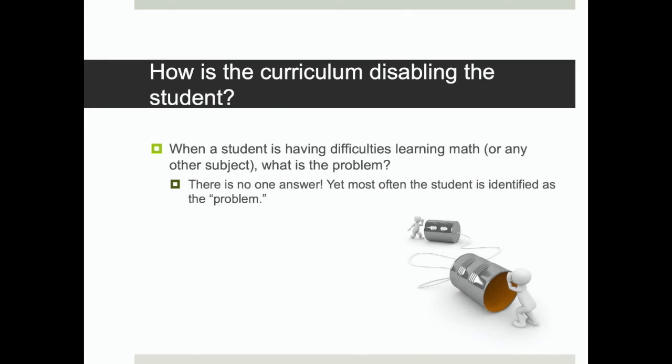How is the curriculum disabling the student? When a student is having difficulties learning math or any other subject, what is the problem? There is no one answer, yet most often the student is identified as the problem.